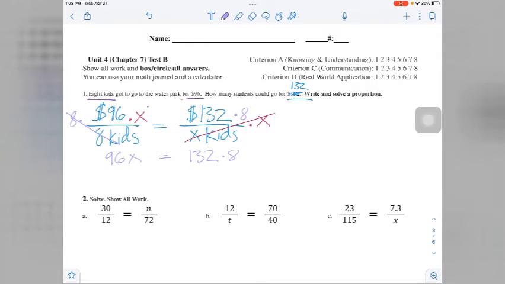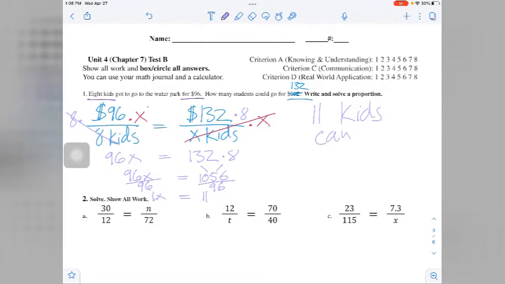And to simplify this, I first multiply 132 times 8, which is 1,056, and that is equal to 96x. And then to get rid of the 96, it's 96 times x. So if I divide 96 x's into 96 parts, I get 1x. And then I have to divide 1,056 by 96. And then I get 11. So 11 kids can go to the water park.